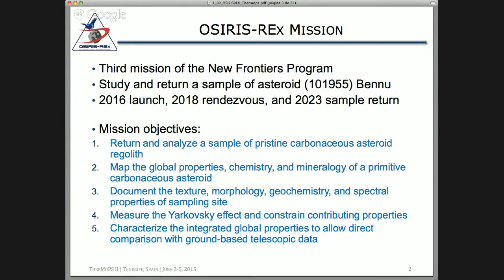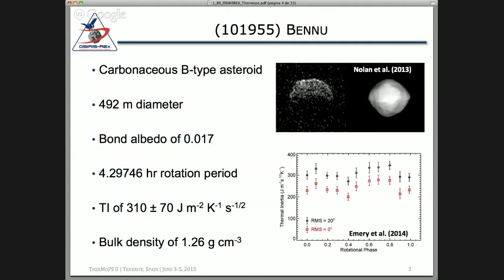As a brief summary of what we currently know about the thermophysical properties of Bennu: as I said, it's a carbonaceous B-type asteroid with a 490-meter diameter. This is some radar observations and a radar-inverted shape model. As you can see, it has the characteristic spinning-top shape of binary asteroids. But interestingly, at present, it doesn't have a secondary companion. Either it's lost its child already, or it hasn't given birth yet. We'll probably find out when we get there.